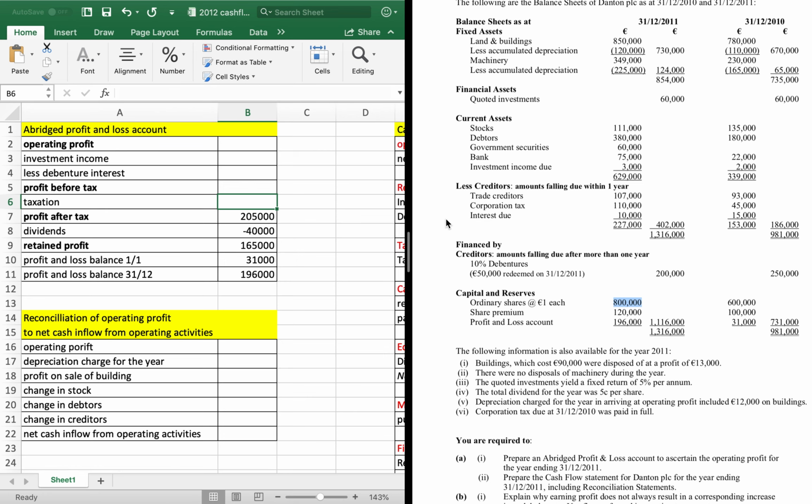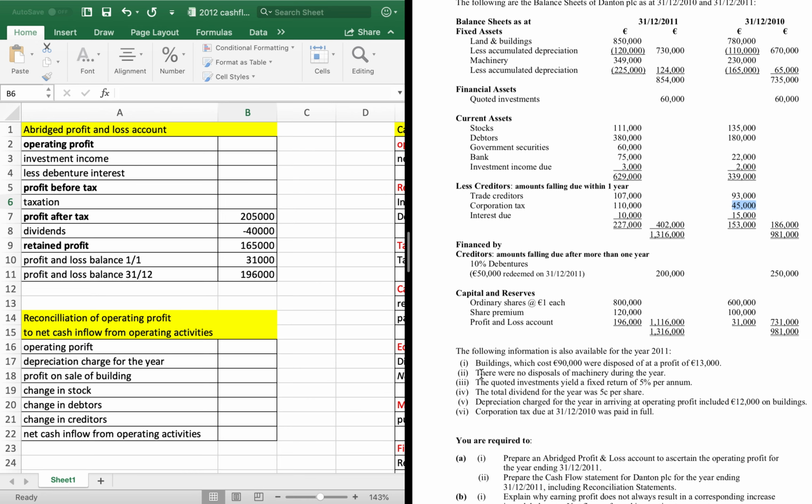So again, we're looking to see what the taxation charge for this year. Now there is mention of taxation here. There's a corporation tax of 110, which is what we owe at the end of the year. So it's creditors' amounts falling due at the end of the year, which means we owe 110,000 at the end of the year. This 45,000 over here means we owed 45,000 at the end of 2010. So that doesn't quite tell us what the corporation tax bill for the year is.